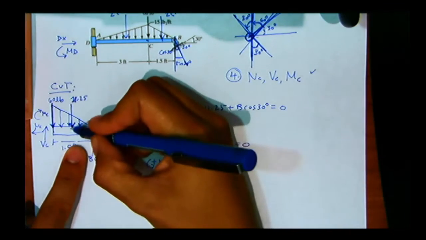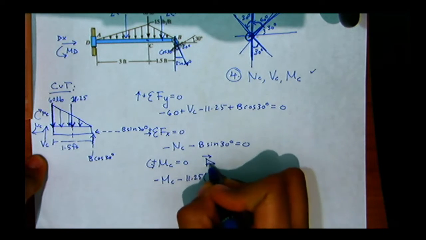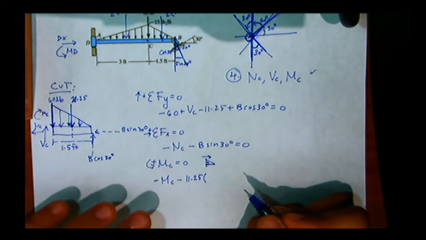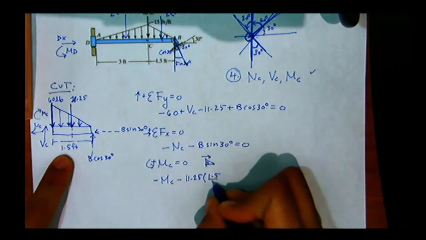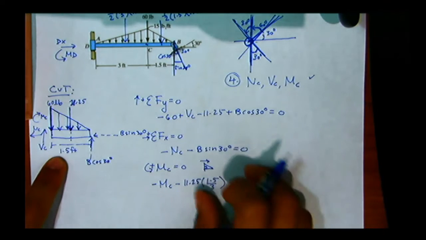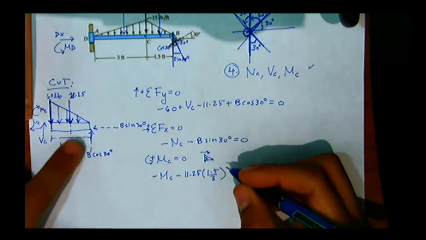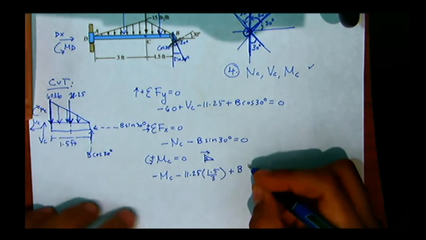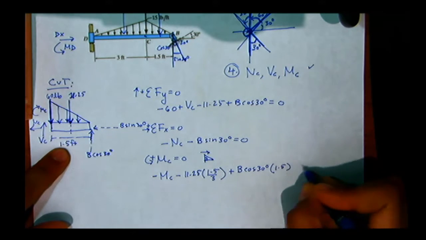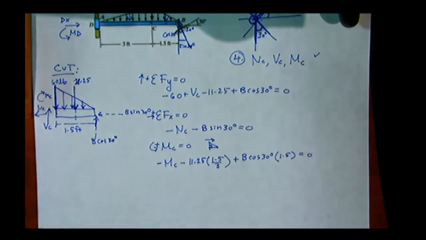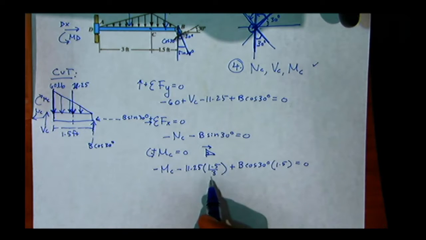Okay, so how do we determine this distance? Do you remember a triangle? It's 1/3, exactly. So it'd be 1.5 divided by 3. Okay, and it is negative. And then we add, because this also has a moment, b cosine of 30 times your distance. It's equal to 0. Okay. So looking at this, we're kind of stuck at a dead end, right? We can't solve for anything.